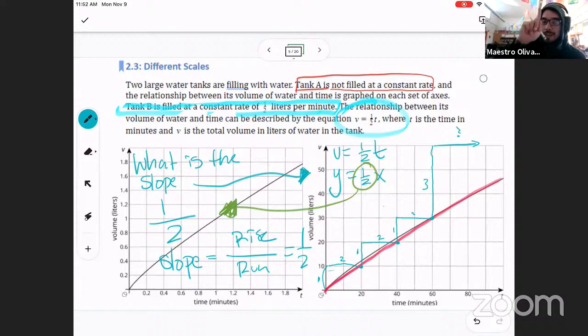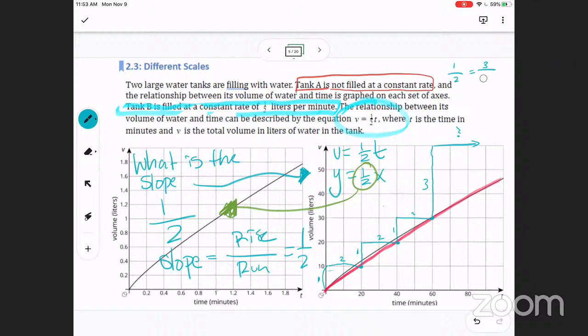But if I go up by 3 and I want to keep things proportional, how much do I have to go to the right by? Not 3, right? Because if we go up by 1, I go 2 to the right. So if I go up by 3, how much do I have to go to the right by? Say it loud, Daniela. Unmute yourself and tell us. 6. 6. Why 6?